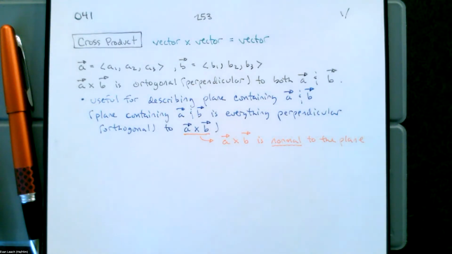But you can't use normal in the same places you can use orthogonal and perpendicular. Say two lines are perpendicular, two vectors are orthogonal. You wouldn't want to say that two lines are normal.